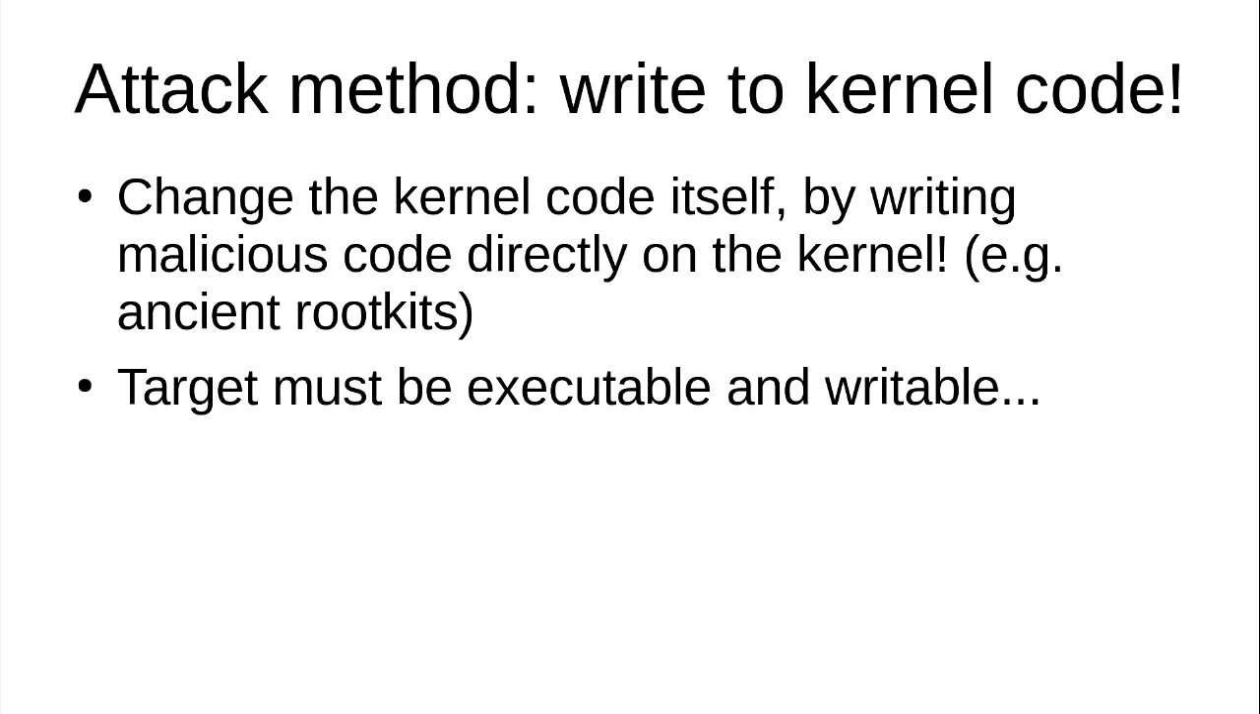So the historical attack model was, well, as an attacker, I'll just change the kernel code itself. I'll just write directly to what's running. This was used by ancient rootkits and antivirus software, which were indistinguishable from rootkits. But most importantly, as an attacker, you needed memory permissions that were both executable, in other words, the CPU would happily run it, and writable, so that you could change it with just the write flaw, the arbitrary write, without any other code that you were running.